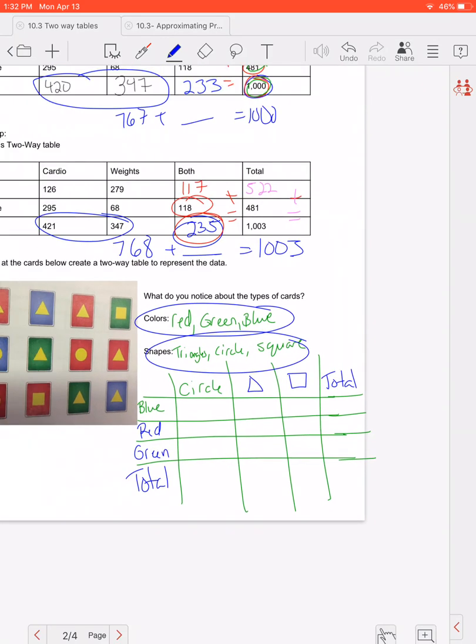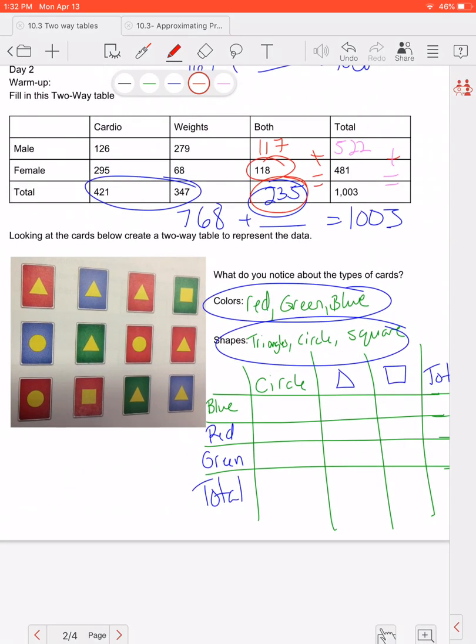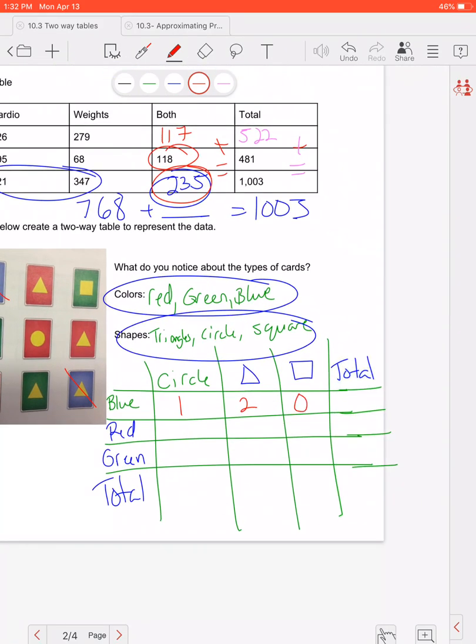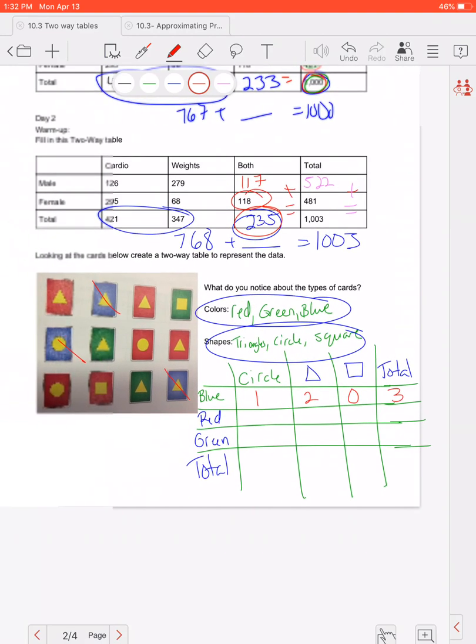So then I'm going to fill in each part of the table. So I'm going to look for blue circles. So I have one blue circle, and I'm going to cross it off as I go. So I'm just going to put a 1 there. I have 2 blue triangles, and I have no blue squares. So I'm going to write a 0 in there. So I have a total of 3 cards that are blue, which makes sense because I have 1, 2, 3.